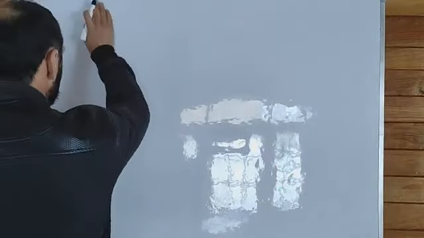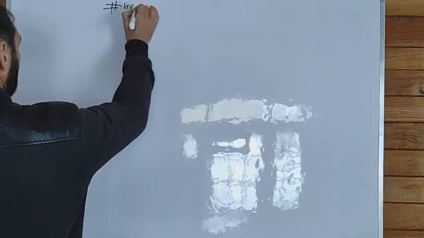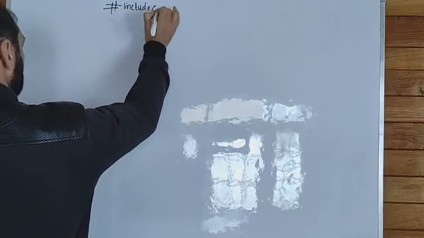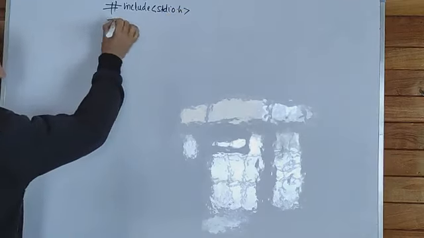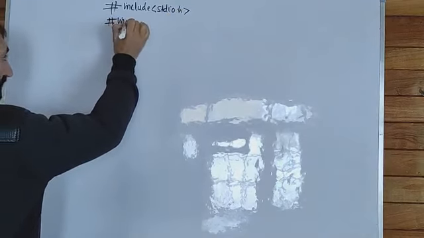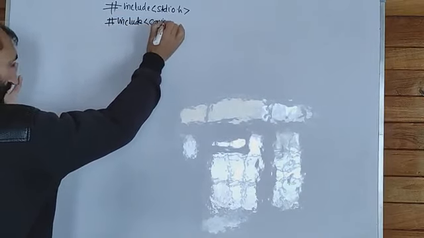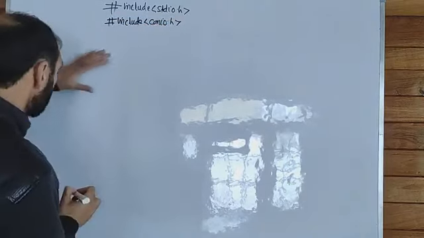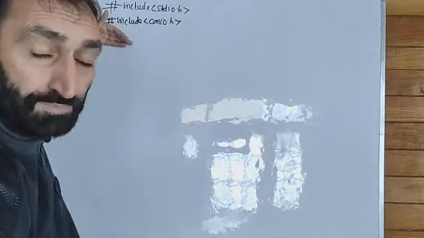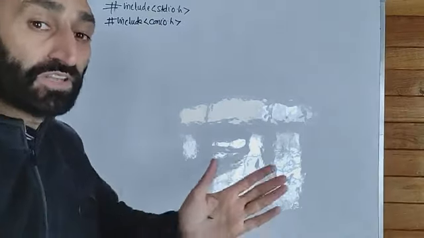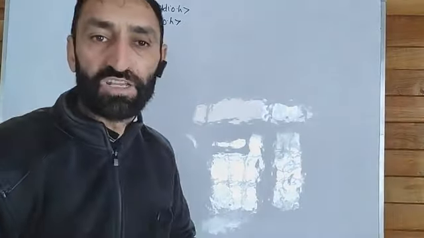So first of all, here I will write a C program. #include <stdio.h> #include <conio.h>. And after writing these header files, first of all, I will write the prototype of the function, that means the declaration of the function. Here I am going to declare a function.